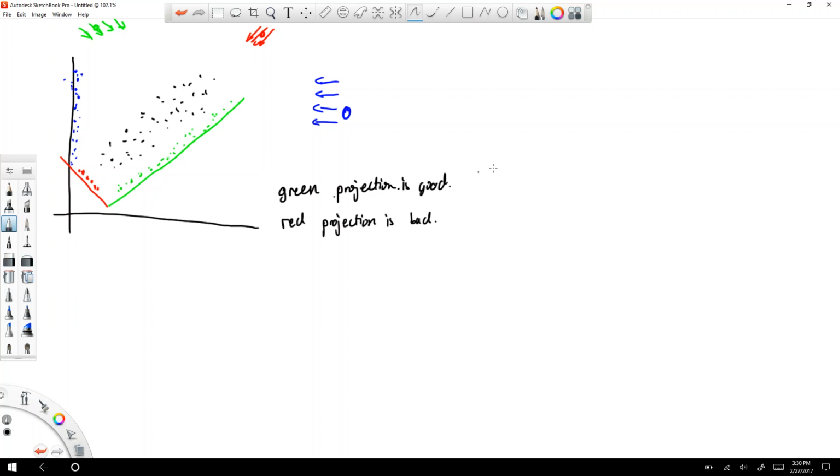Generally, what we define as a good projection is the projection that maximizes the variance captured.